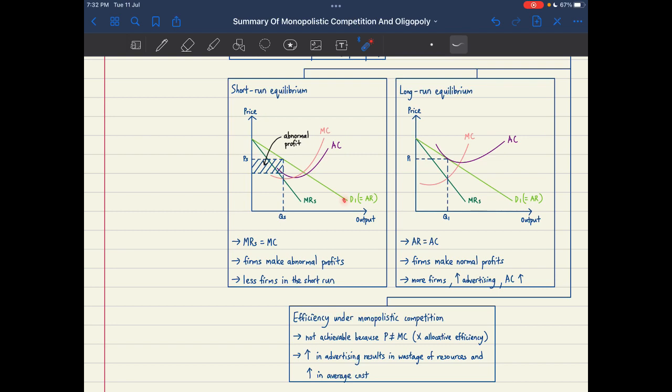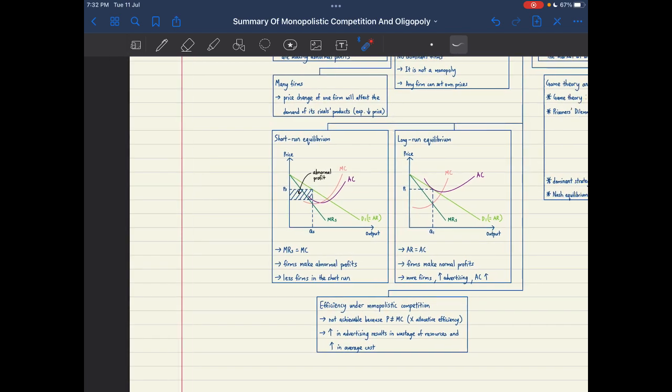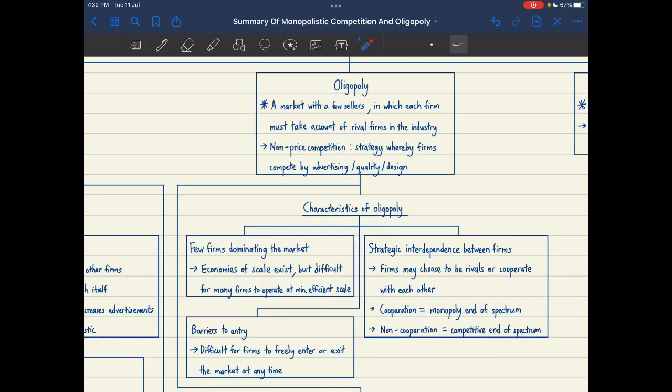Same goes for the short run. All right, so that's for monopolistic competition. So now let's move on to oligopoly.